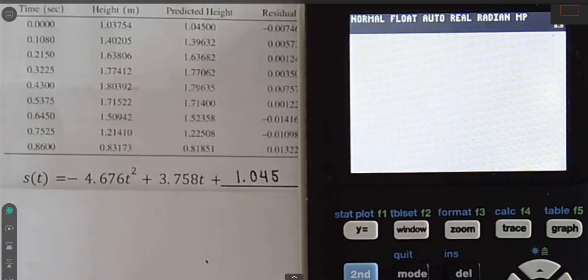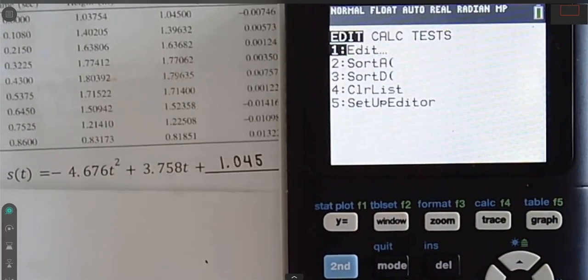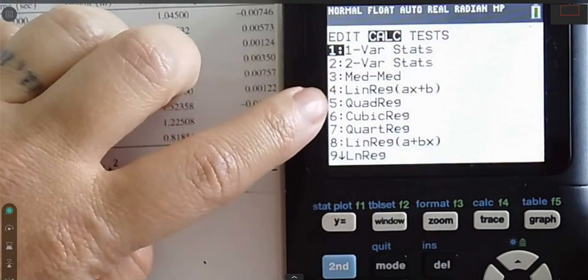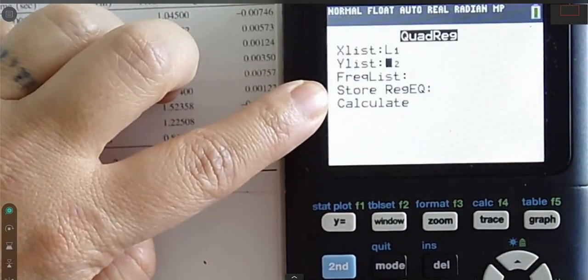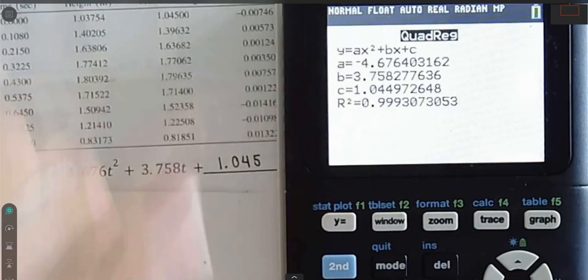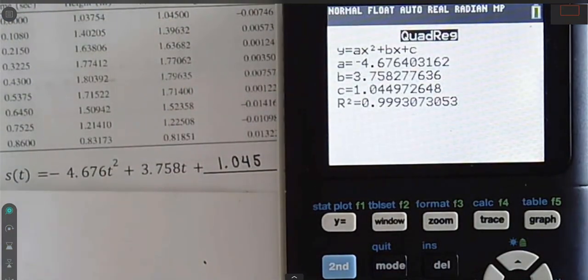Okay, listen, ladies, if you're getting an error, pay attention. This is the step that you missed. Hit stat, hit calc. Quadratic regression is number 5. Hit calculate. You must do that, otherwise when you try to find the residual, it'll give you a mismatch error. If you find some other regression model, like linear regression, it's going to give you a different residual.